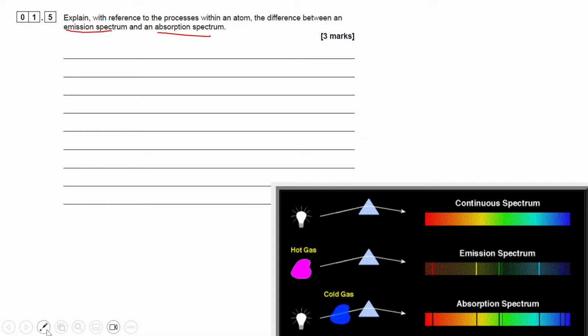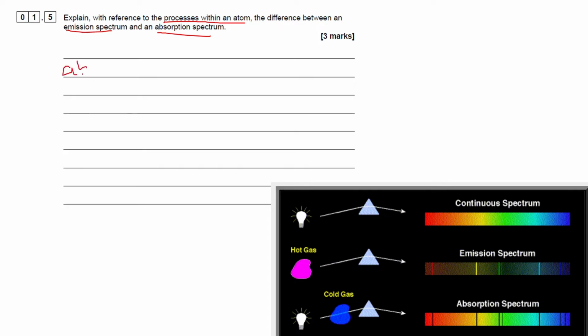So this question is really asking you to describe the difference between these two types of spectrum, the emission spectrum and the absorption spectrum. And it says with reference to the processes within the atoms, so we have to say specifically what's happening to the atoms to produce this.